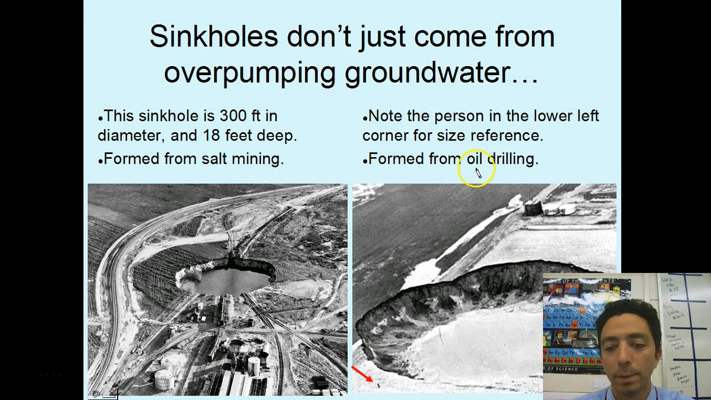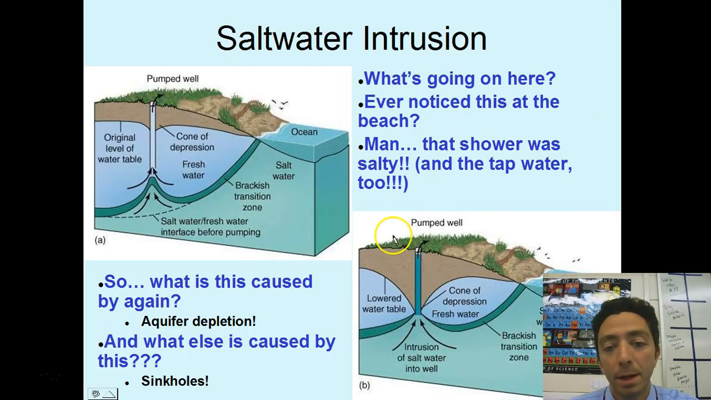They can also form from industry. So this sinkhole is formed by oil drilling. You can see the tiny little person down here on the screen, just how large this is. Again, we're not getting the pressure up on the land above, and so it just kind of collapses and sinks in. Saltwater intrusion is very important too, especially in coastal regions like Jacksonville.